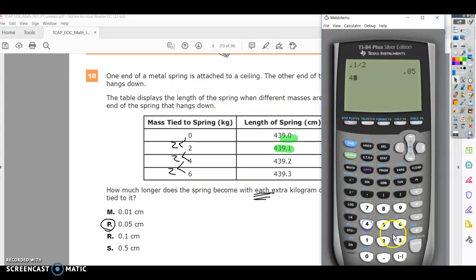You also could do 439.0 plus 439.1. Add those up and divide it by 2, and it's also going to give you 439.05. But it says the difference, and since this is already 439, it's just the 0.05 difference. So again, it's easier if you just look at the tenths place, but you also should be able to get it if you look at it this way as well. So the answer is P.